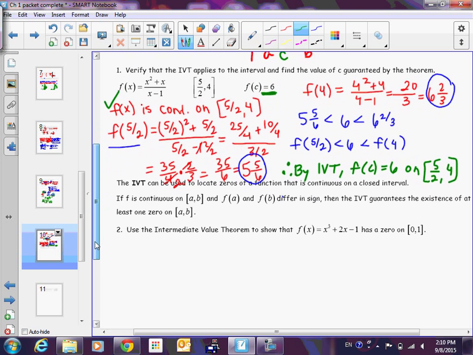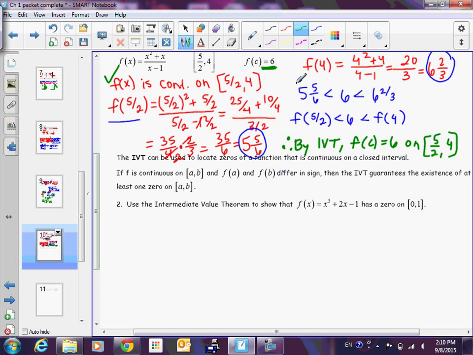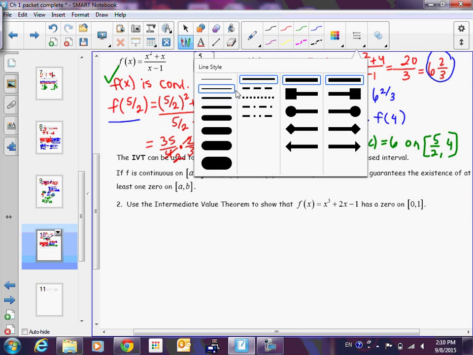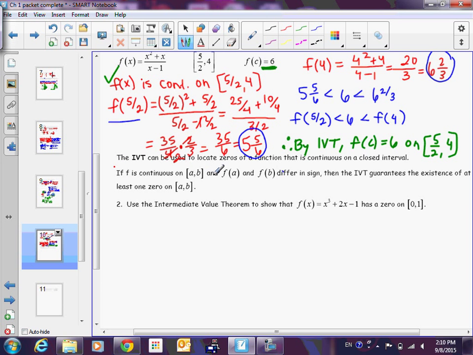Okay, so let's try this again. The context looks different, but what we're doing is actually pretty similar. This says, the IVT can be used to locate zeros of a function that's continuous on a closed interval. If f of x is continuous on a to b, and f of a and f of b differ in sign, meaning one's positive, one's negative, what has to go in the middle? It has to be a 0. So this says, use intermediate value theorem to show that this function has a 0. When you see a 0, I want you to think f of c equals 0. It's going to make this look more like the last problem.